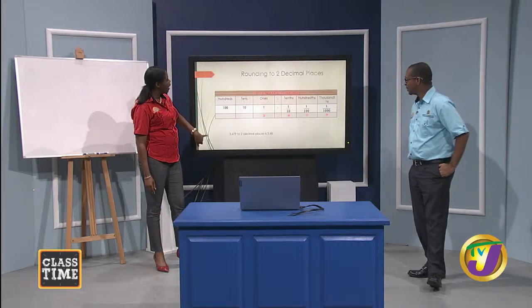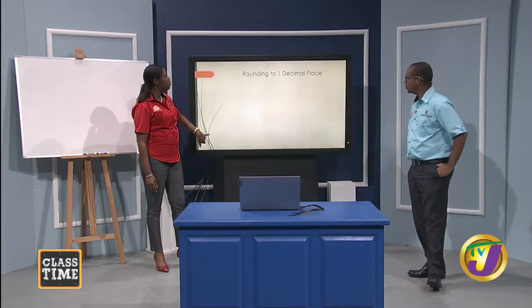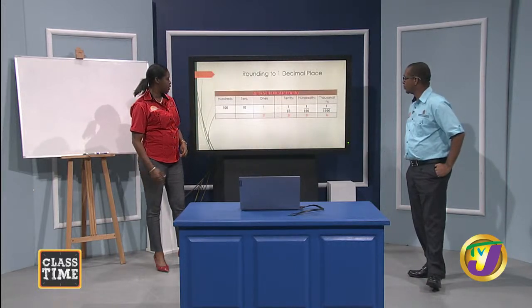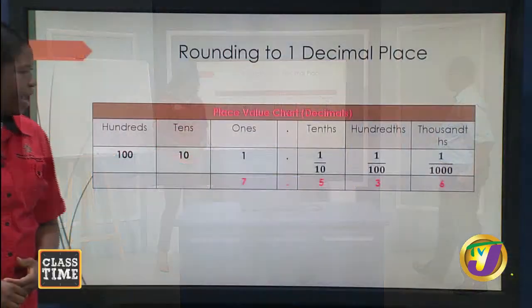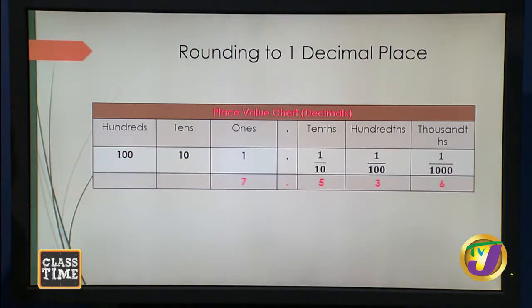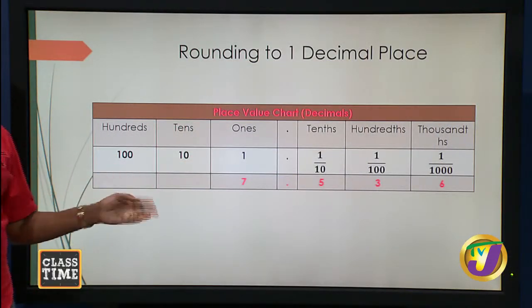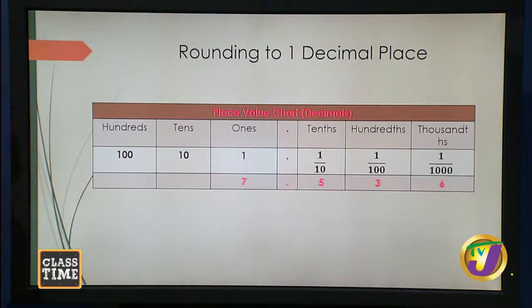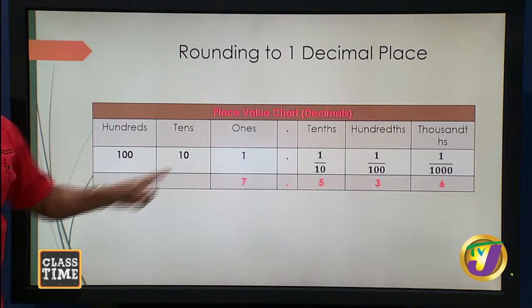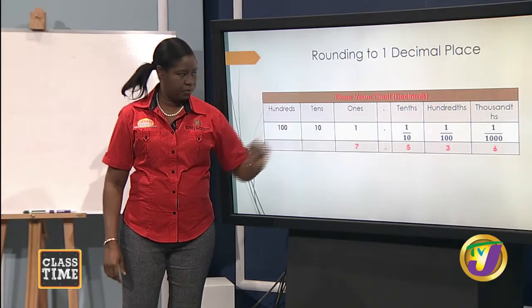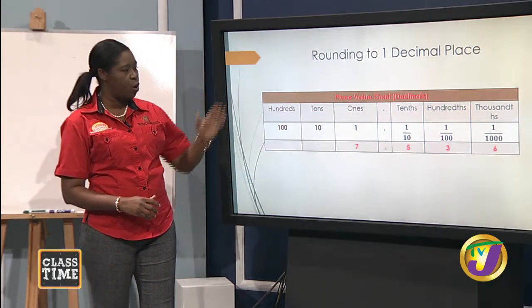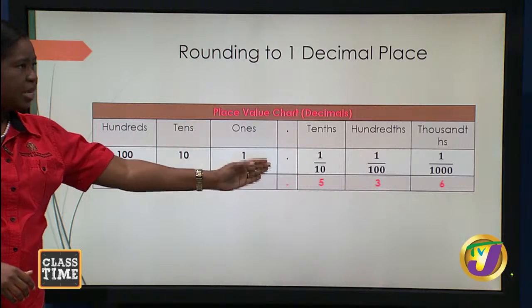All right, let's look at another example. So we want to do 1 decimal place. We have 7.536 to be rounded to 1 decimal place. Now this number has 3 decimal places and we want 1 decimal place. So we're looking at the 10th column, the tenths place. That's where our 1 decimal place will be.